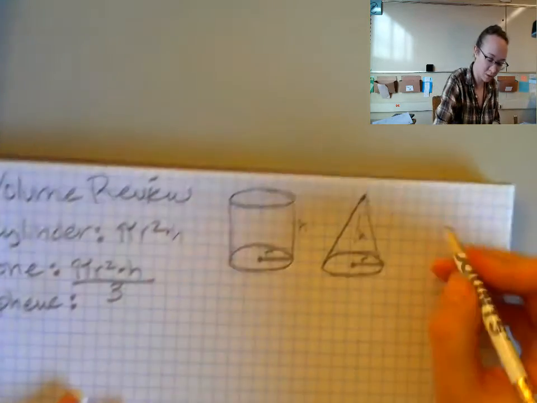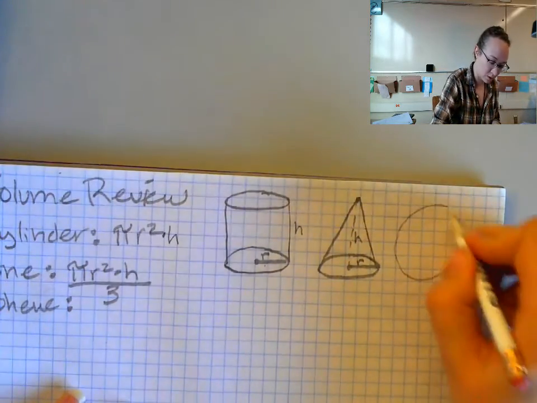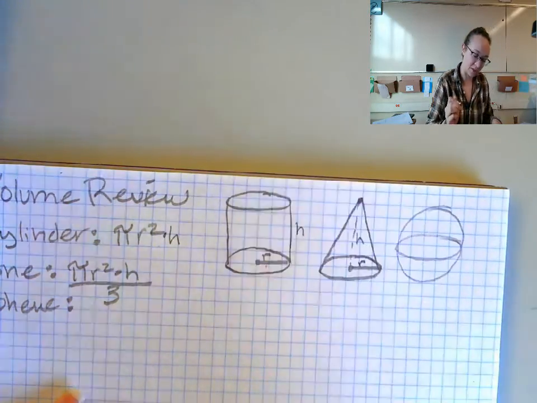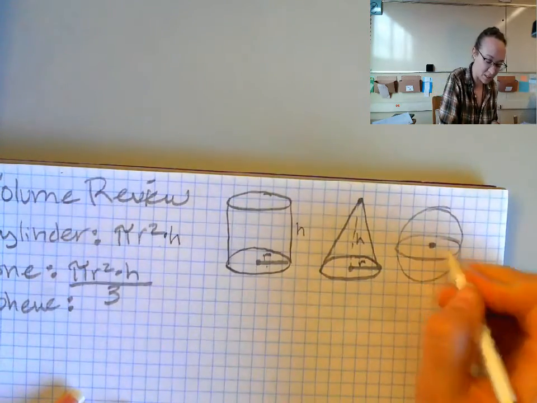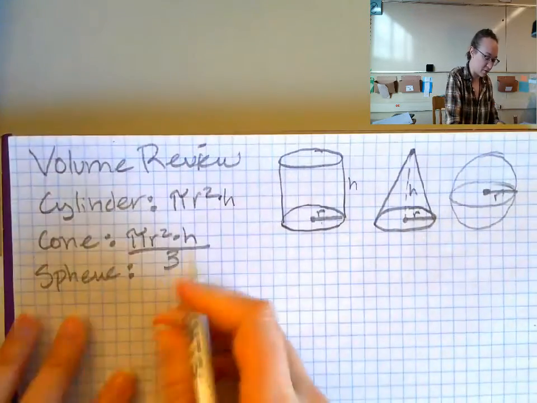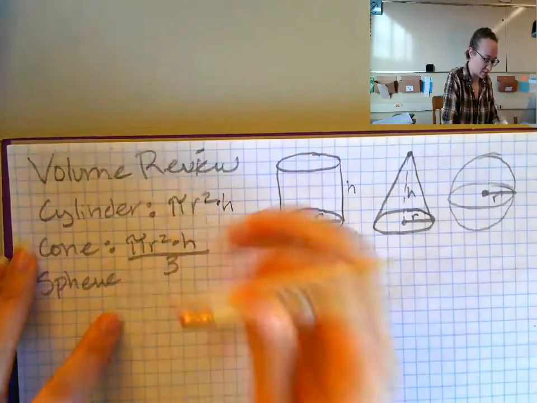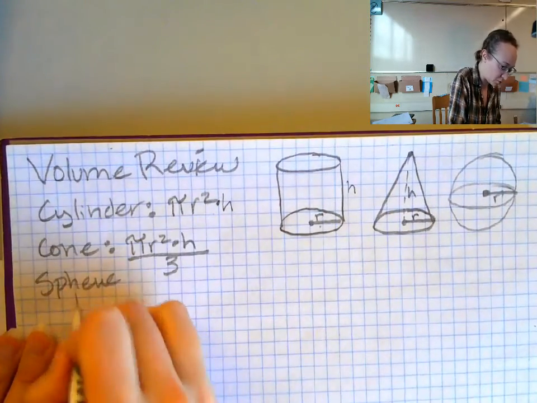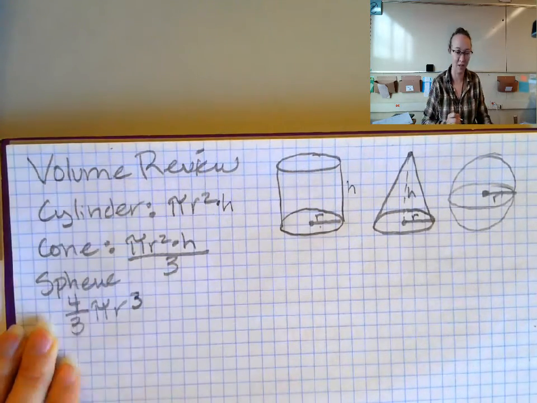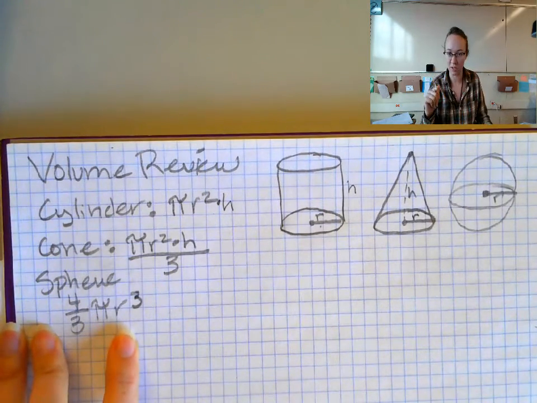A sphere would be, sometimes people kind of draw them like that. Radius starts in the center and goes to any edge. And the volume for a sphere is 4/3 pi r cubed. I love proving that formula. We're not going to do it today because I'm already going to try and cram a lot of stuff into this video.